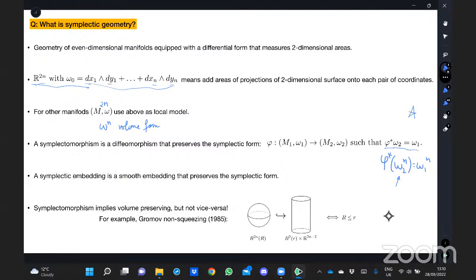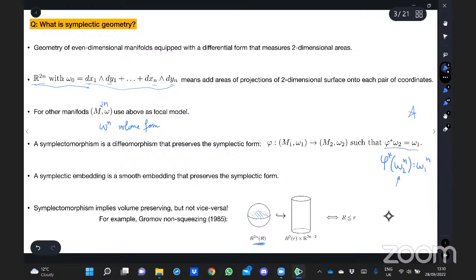So a symplectomorphism is always volume preserving, but not vice versa. An example, maybe the earliest example of this phenomenon, or maybe the most important, is the Gromov non-squeezing theorem that says that if you have a ball of capacity R, so usually when people write this they mean radius R, but of course in symplectic geometry you don't know how to measure lengths, and radius is a length. You know how to measure areas. So you take a two-dimensional slice through the center, and you measure its area, and that's the capacity. So that's the capital R.